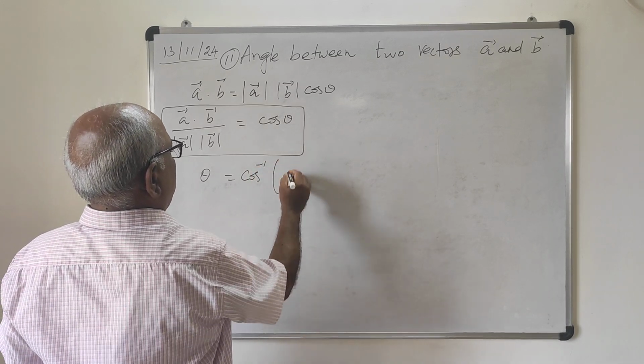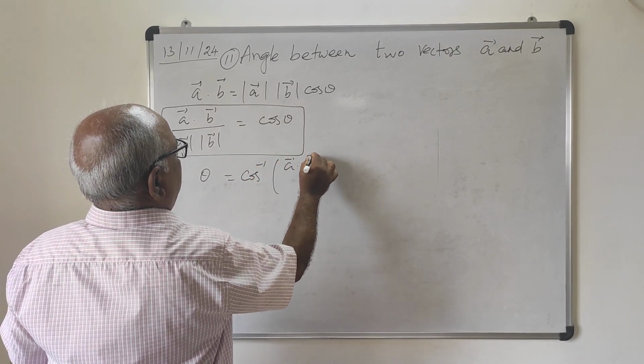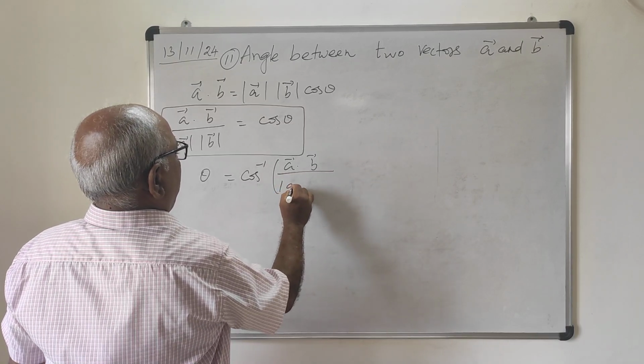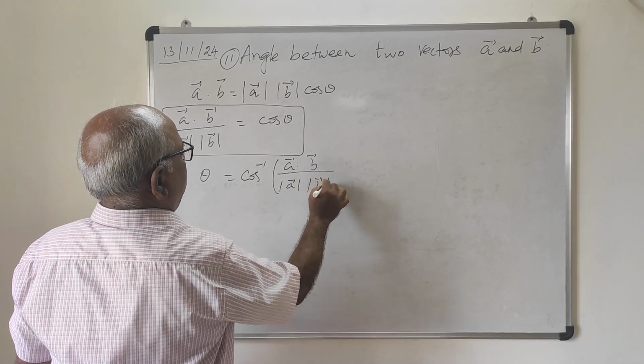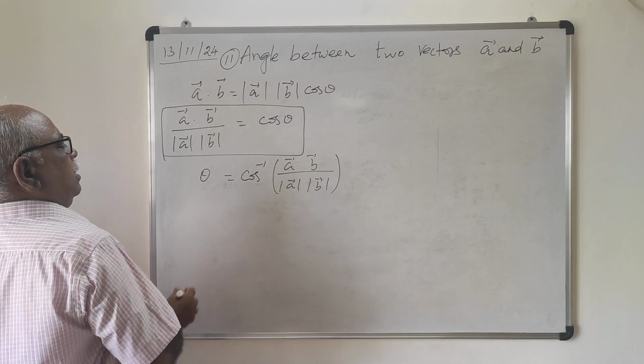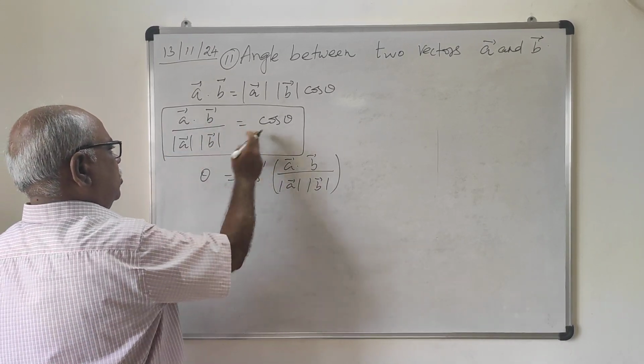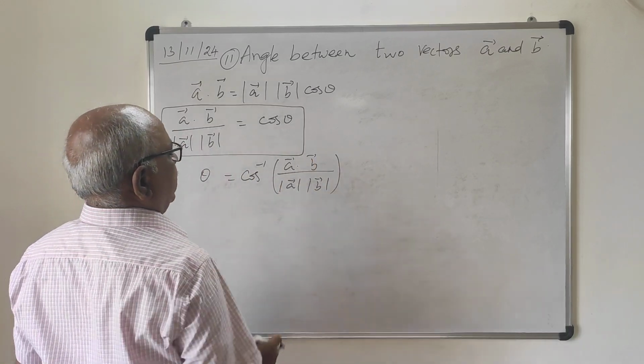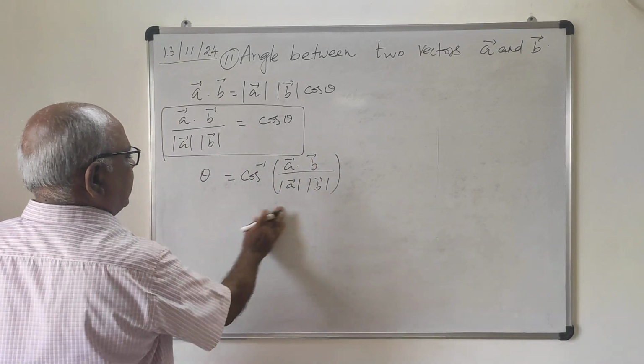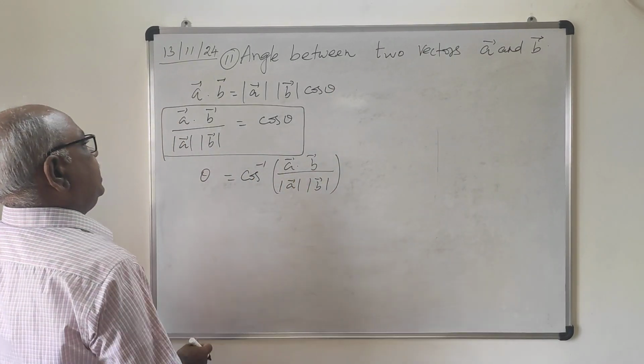So cos theta equals A dot B by mod A mod B, or otherwise theta equals cos inverse of A dot B by mod A into mod B. This is the formula for finding cos theta equals A dot B by mod A into mod B, or theta equals cos inverse of A dot B by mod A mod B. This is the formula for finding the angle between the two vectors A and B.